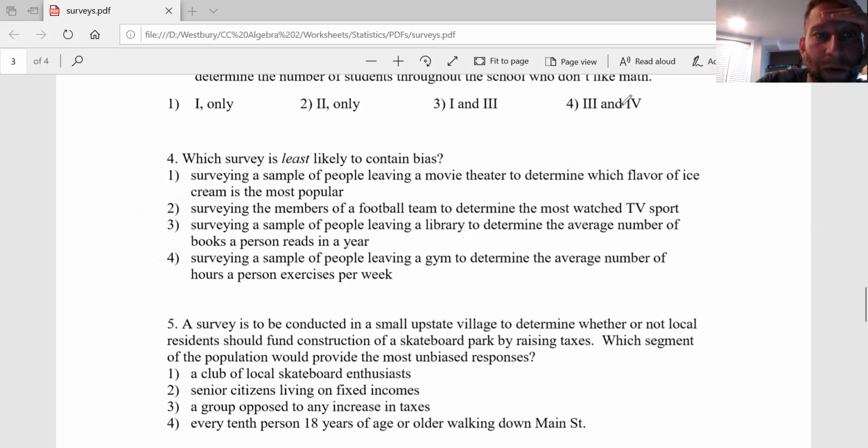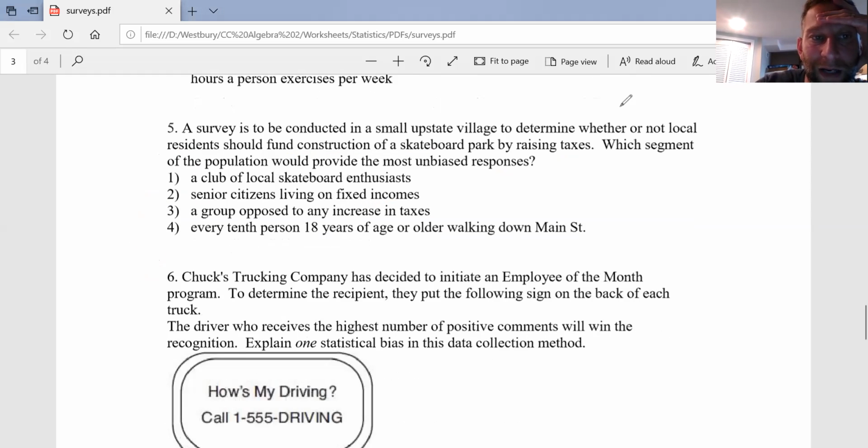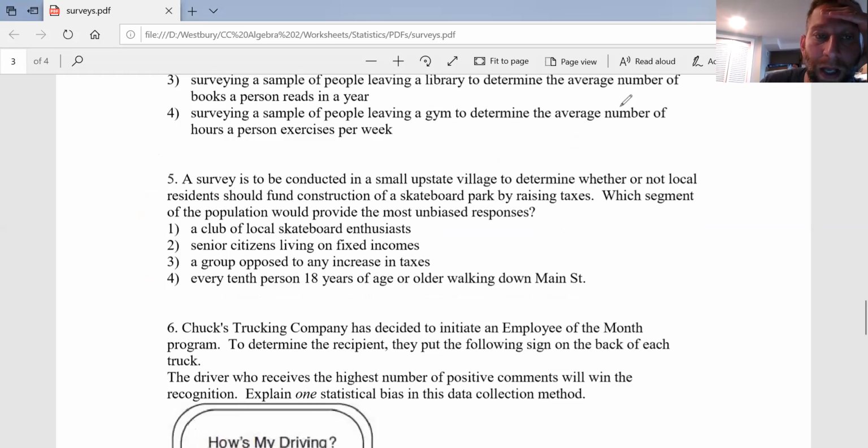I'm going to give you a moment right now to try number 5 on your own. I'll go over it in about a minute and a half. And then after that, you're going to have the rest to practice for classwork and homework.